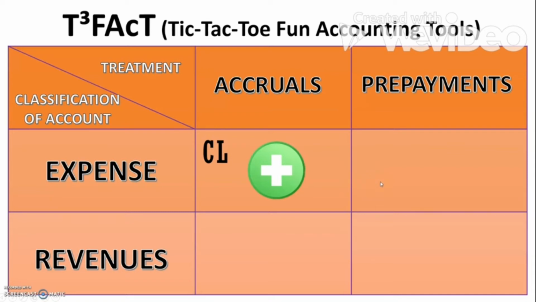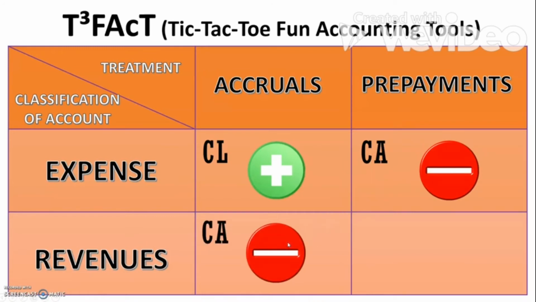For example, prepaid expenses, accrued revenues, and prepaid revenues. As a conclusion, this diagram will assist students to prepare their adjusted financial statements.